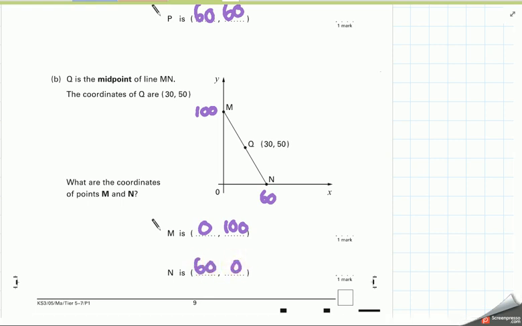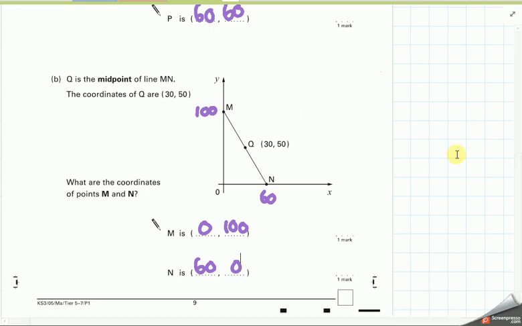Order is important. If you've got the right number but in the wrong place, it's no mark. If you get your 100 and the 60 swapped round, you lose the marks. You may be allowed 1 mark if you've got both of them correct but the wrong way round, as you misidentified what m and n are.